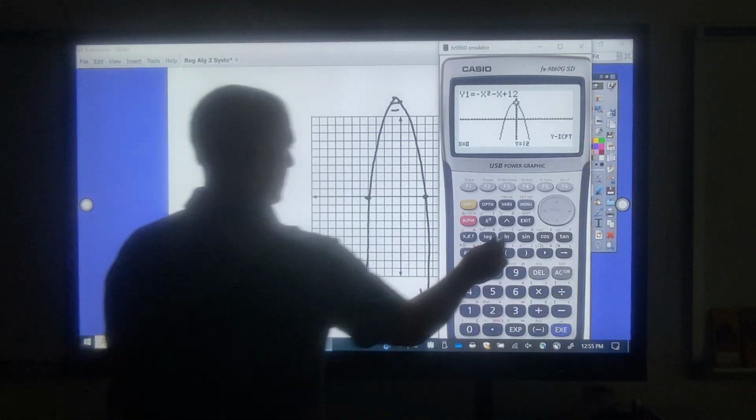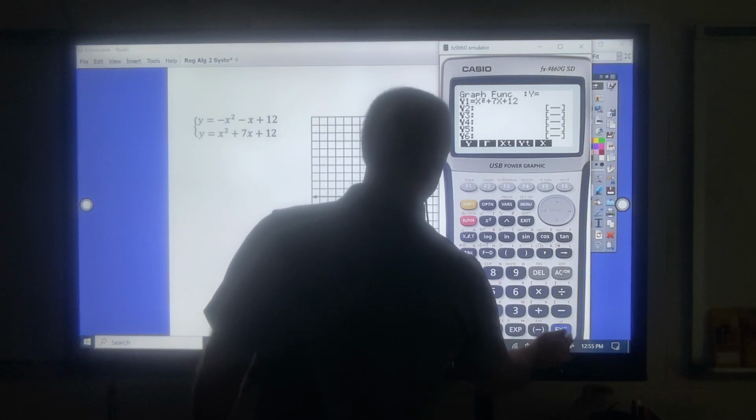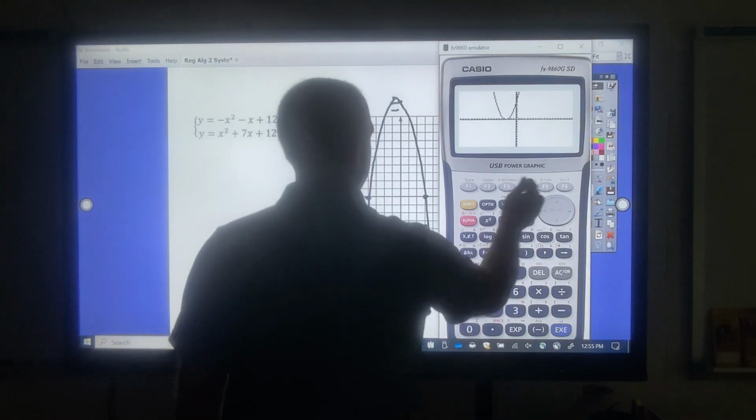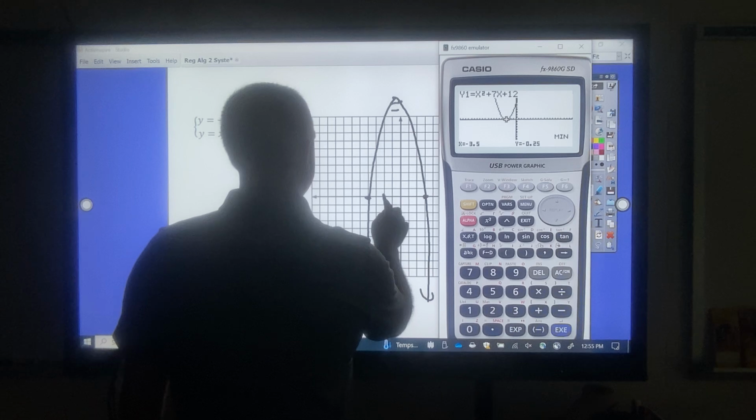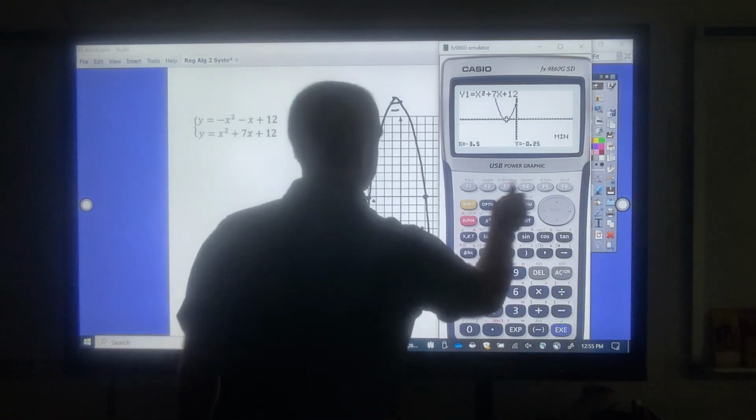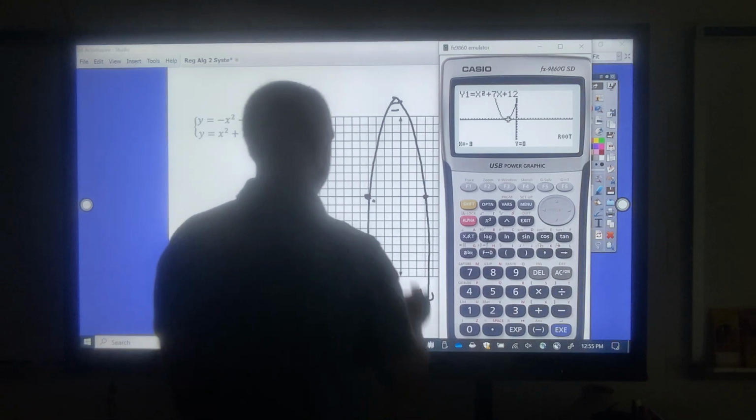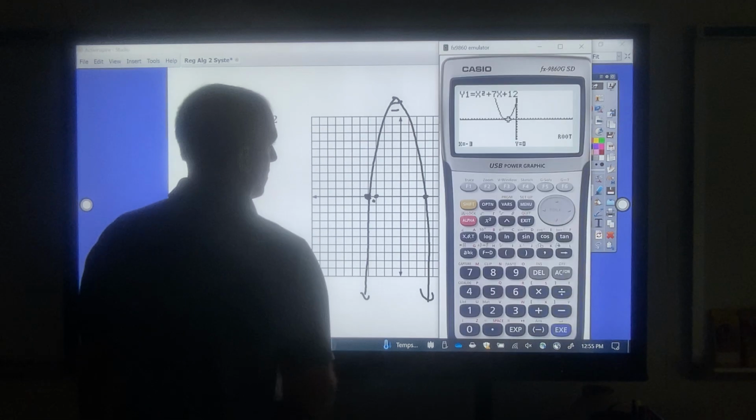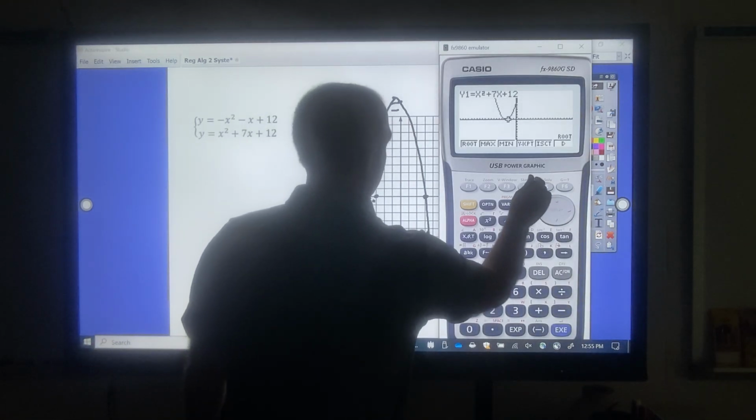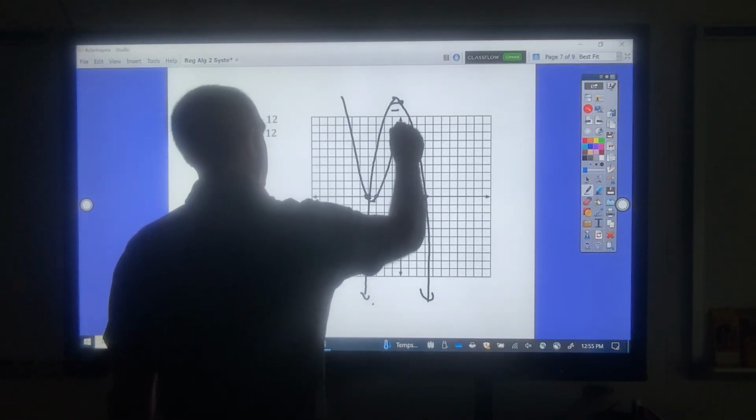Now I'm going to graph the other one, x squared plus 7x plus 12. G-Solve minimum, negative 3.5, negative 2.25, down here. G-Solve root, negative 4 and negative 3. G-Solve y-intercept, all the way up here at 12. So what this looks like is this.